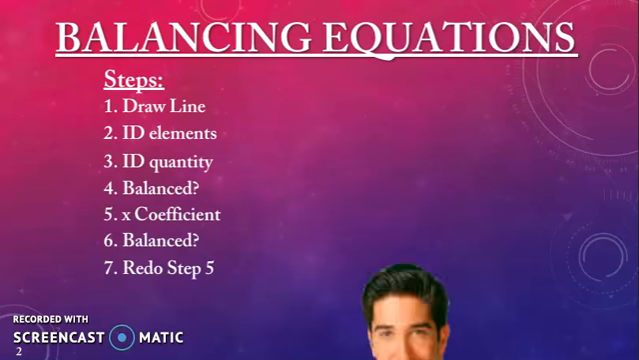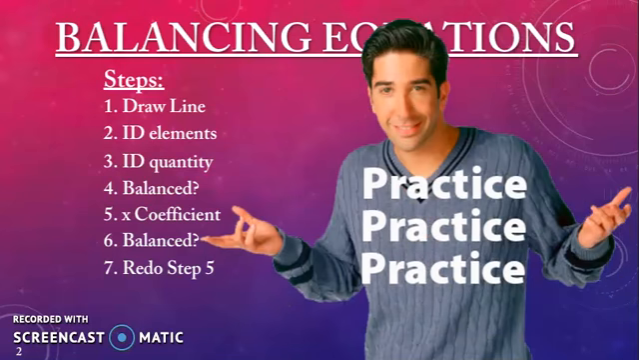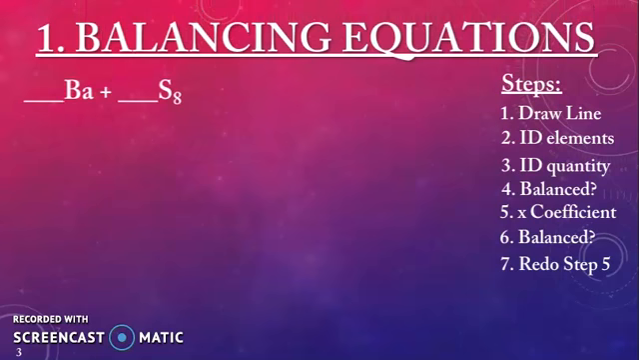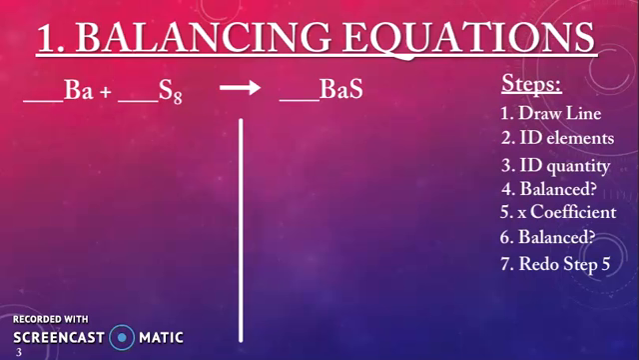And as Ross has told us, we have to practice, practice, practice. So this is something that we're going to have to do. We're going to go through the first 5 questions on our worksheet, and we're going to do this with not as much fanfare as we usually do. So here's our first equation. It is barium plus sulfur is going to yield barium sulfide.